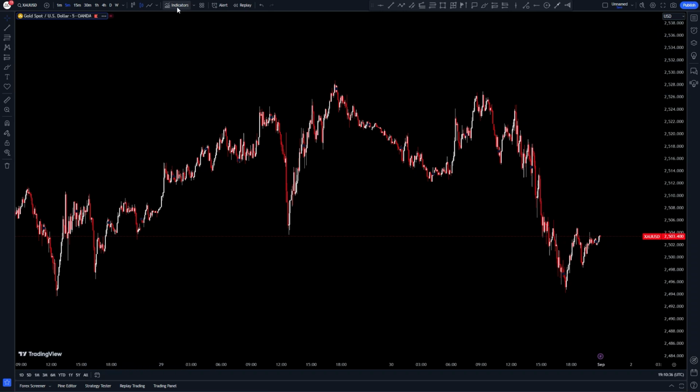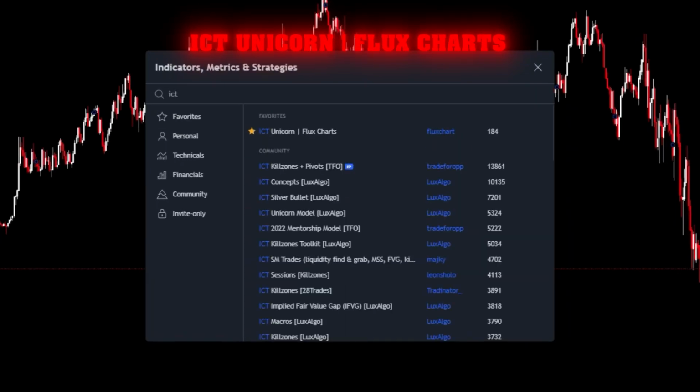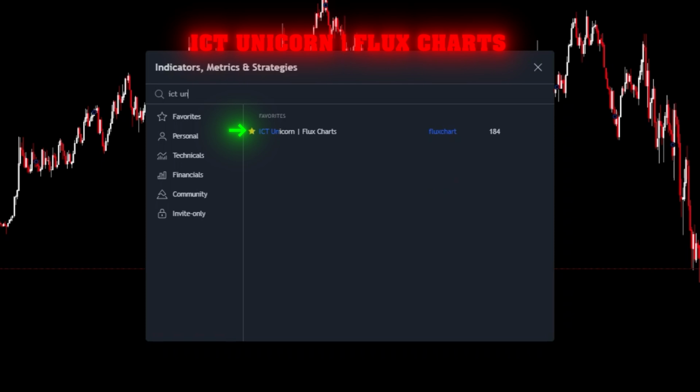Now, let's get started by adding the indicator to the chart. Go to the TradingView website, search for the IC Unicorn indicator from the Indicators tab, and add it to your chart.